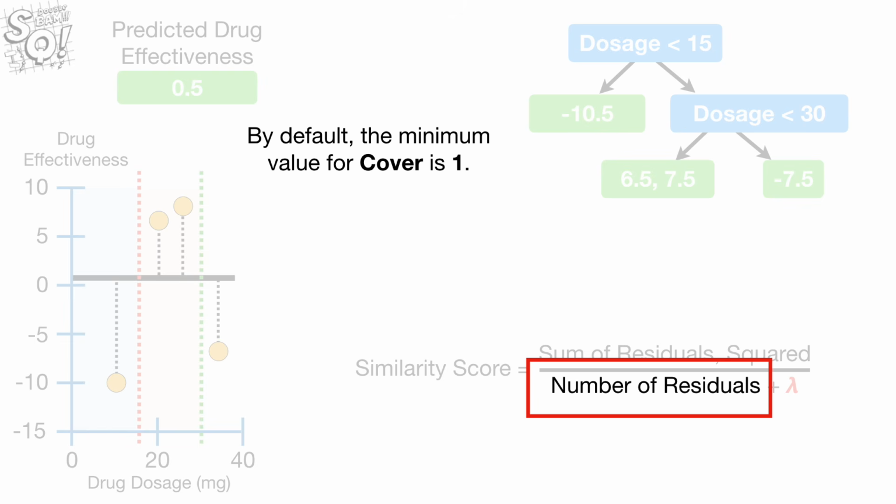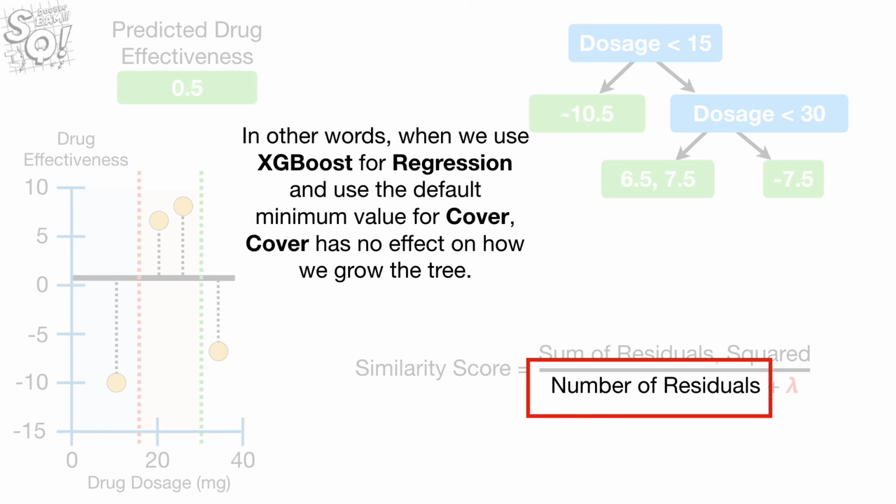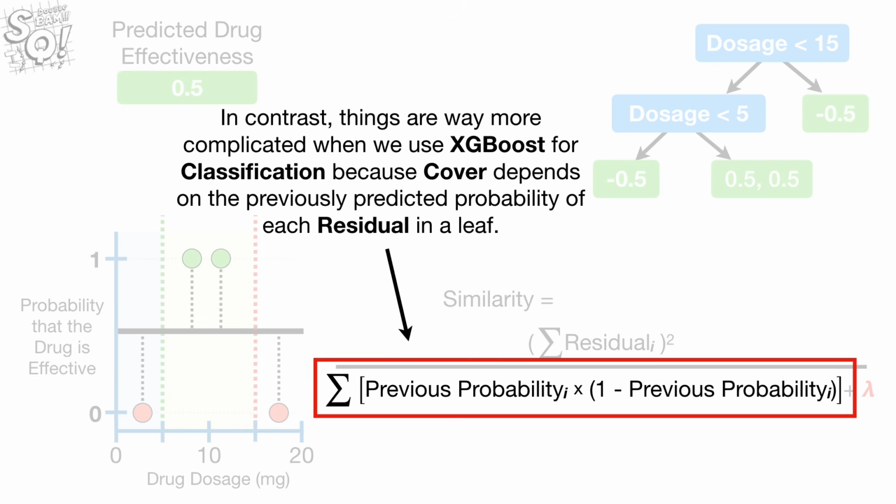By default, the minimum value for cover is 1. Thus, by default, when we use XGBoost for regression, we can have as few as 1 residual per leaf. In other words, when we use XGBoost for regression and use the default minimum value for cover, cover has no effect on how we grow the tree. In contrast, things are way more complicated when we use XGBoost for classification, because cover depends on the previously predicted probability of each residual in a leaf.